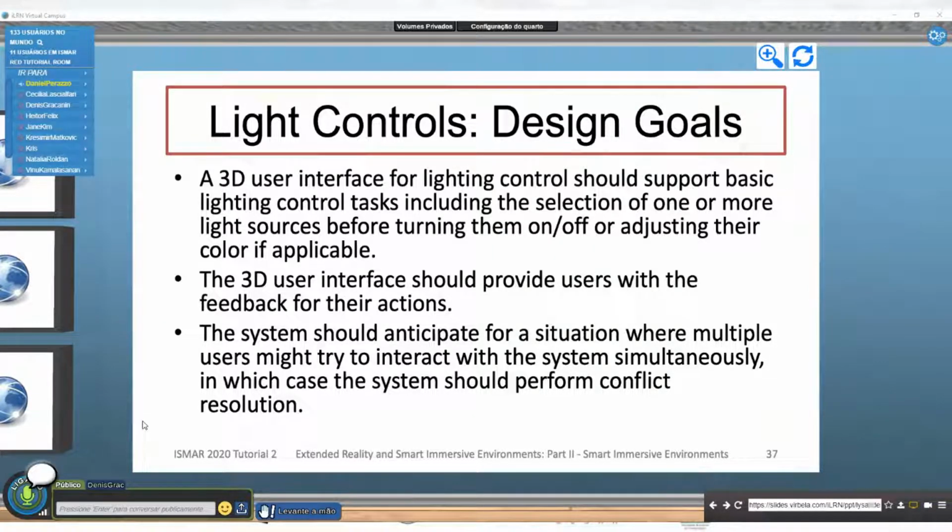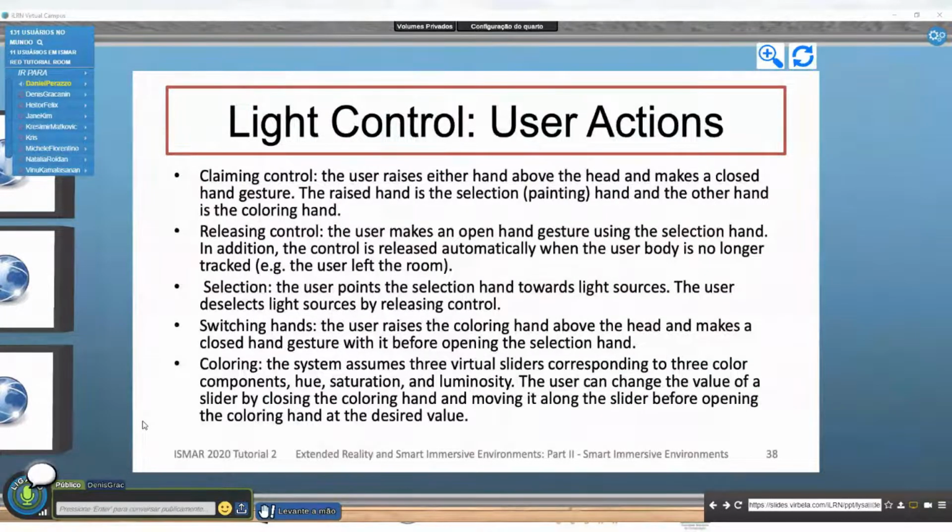And also, we need to deal with situations with multiple users. Again, I repeat, when we're dealing with smart immersive environments, we should certainly be able to handle one user, but we also always need to think about situations with multiple users and be able to address potential conflicts and resolve them.